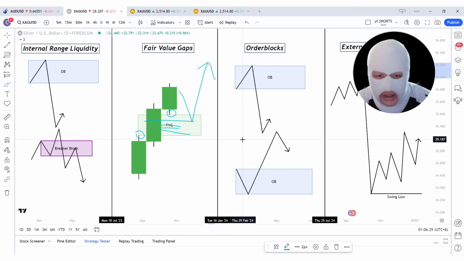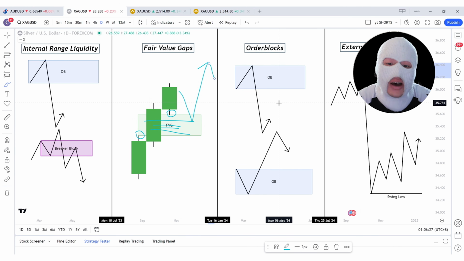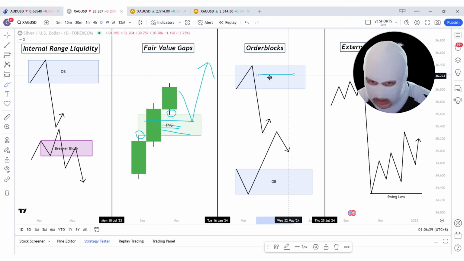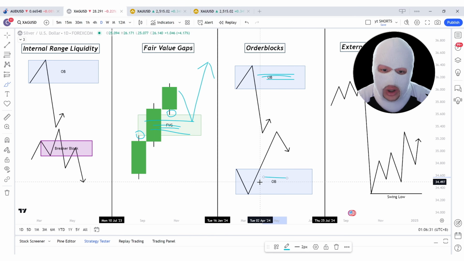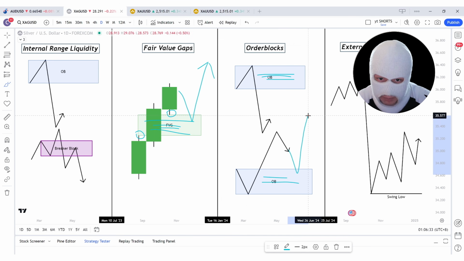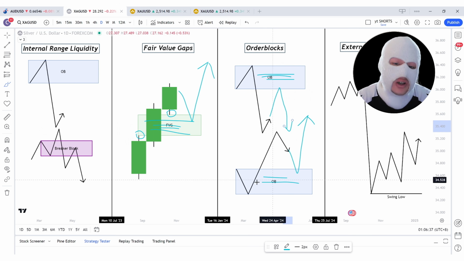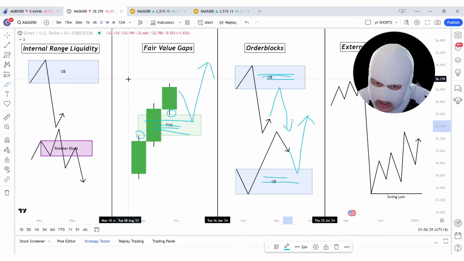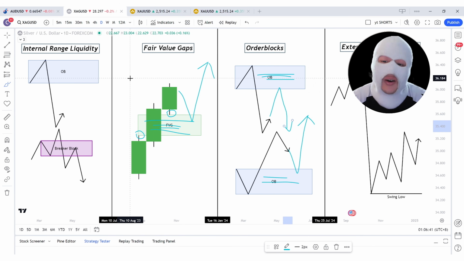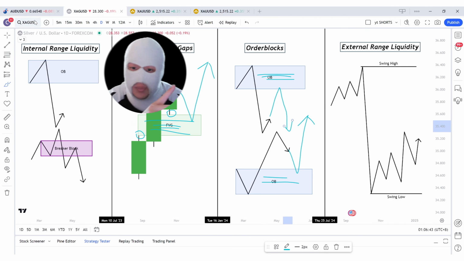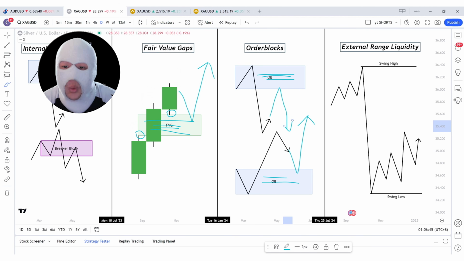Order blocks, on the other hand, are areas with a huge number of unfilled buy or sell orders, and when price taps into the order block, it reverses strongly. Again, if you want a more in-depth explanation of these concepts, I've done multiple videos explaining them. So just make sure to click on this right here and you'll be able to watch and understand exactly how these order blocks work.